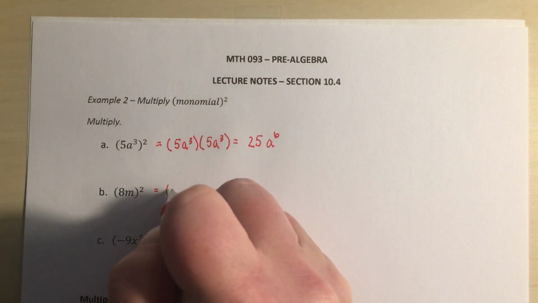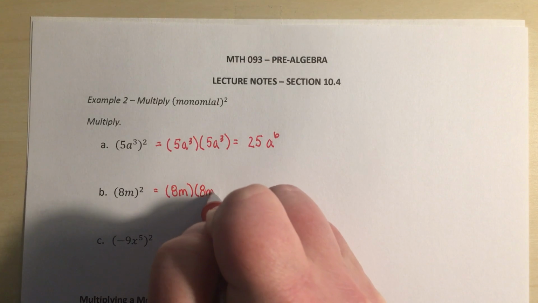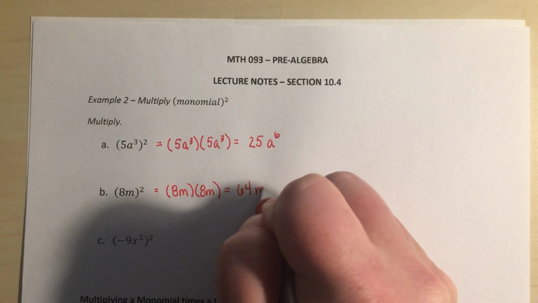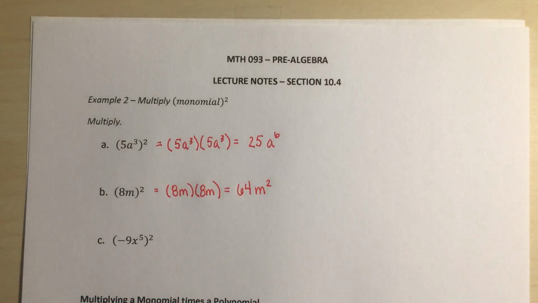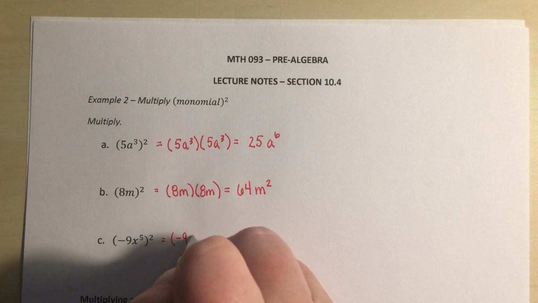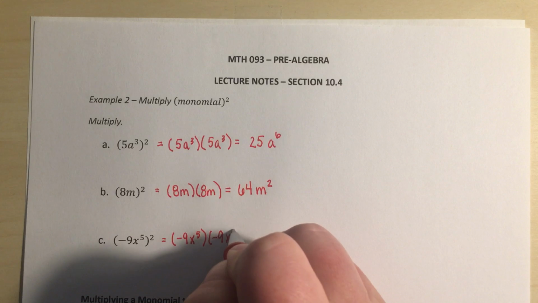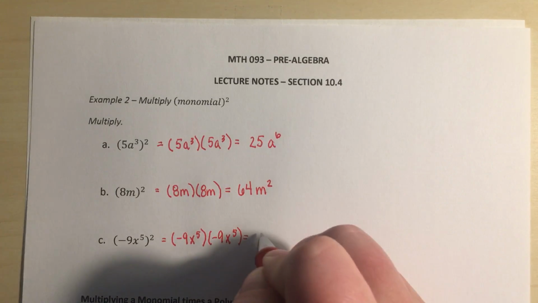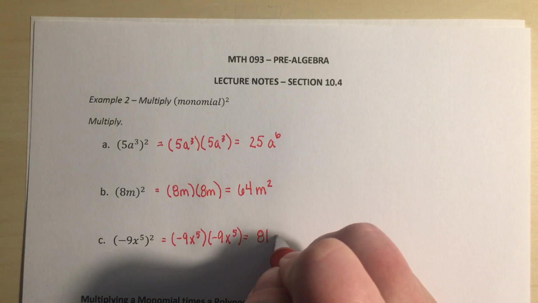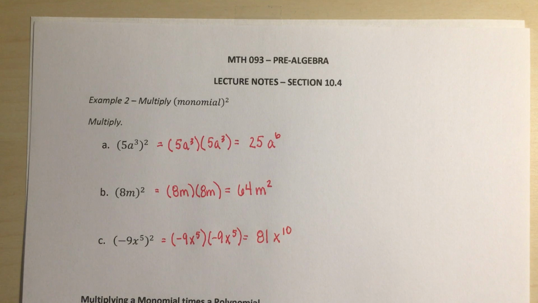Right. So for b, we have 8m times 8m. 8 times 8 is 64. M times m, we add those invisible ones to give us m squared. Right. For c, we have negative 9x to the 5th times negative 9x to the 5th. Negative 9 times negative 9 gives us positive 81. 5 plus 5 gives us an exponent of 10, so we have 81x to the 10th.